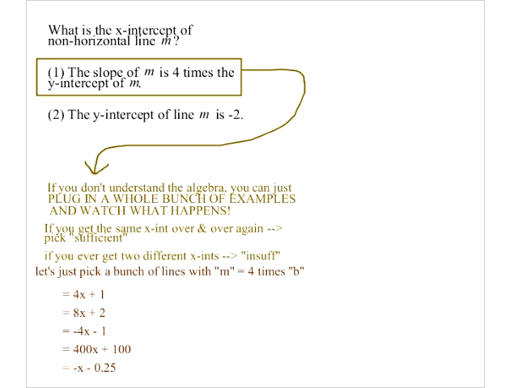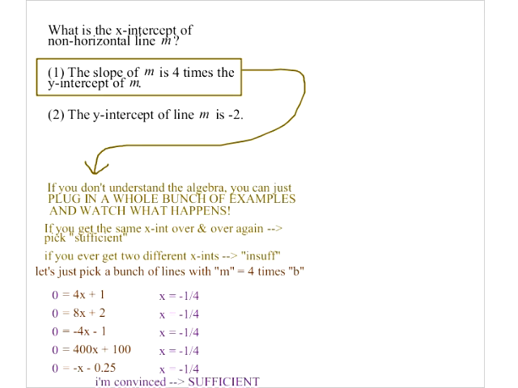So remember how to find x-intercepts. X-intercept is you plug in 0 for y. So these are all zeros on the left. If you solve these, for the first one, you'll get x equals -1/4. The second one, x equals -1/4. The third, x equals -1/4. The fourth, x equals -1/4. The fifth, x equals -1/4. I don't know about you guys, but this is enough to convince me. So you should pick sufficient.